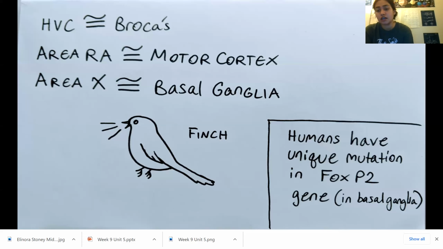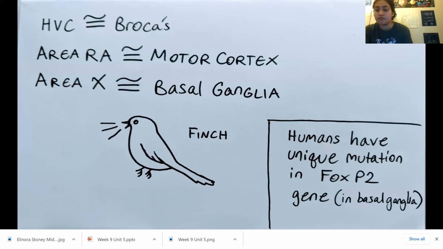Also, another genetic factor we can consider is the gene FOXP2. So all vertebrates have the gene FOXP2, and it's highly expressed in the basal ganglia of humans. And again, the basal ganglia is involved in learning new habits and movements, though it's less important for retaining those habits and movements if they've already been learned.